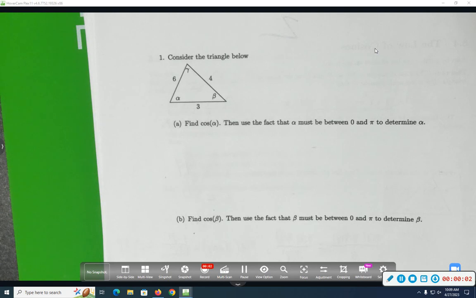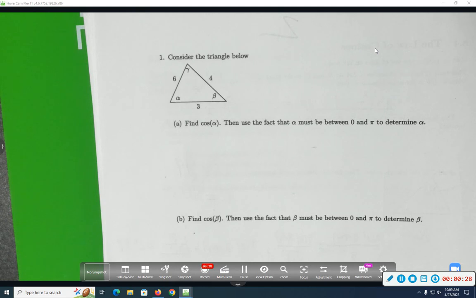Let's suppose you're given this triangle problem. You have a triangle with side lengths 6, 3, and 4. You would like to know all of the angles. I think the way I'm going to proceed is I'll do alpha, and then I'll leave beta and gamma for you all to do, as halves of the room. And then we'll come together and see if the answers look reasonable.